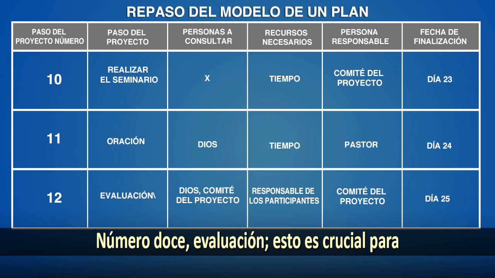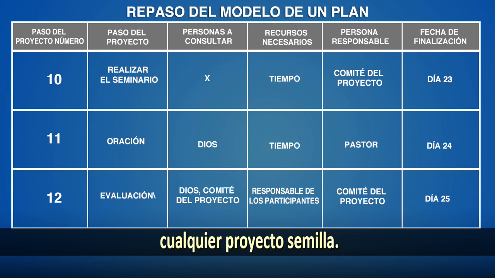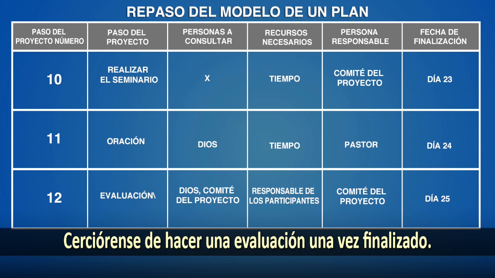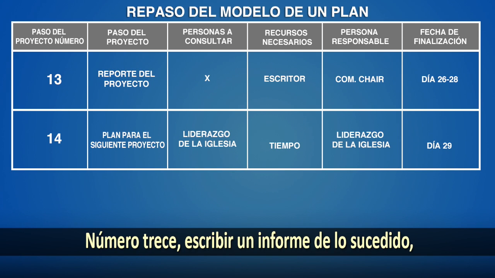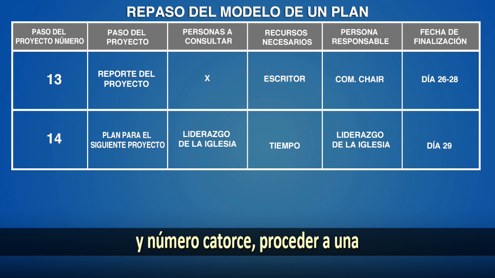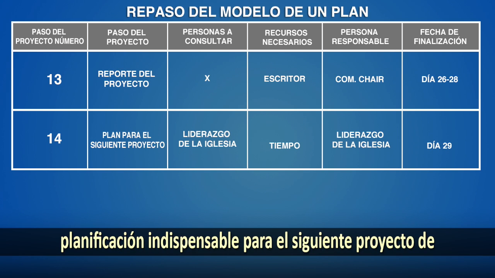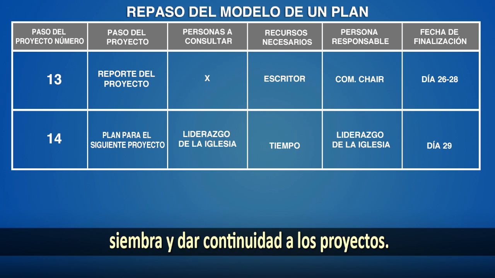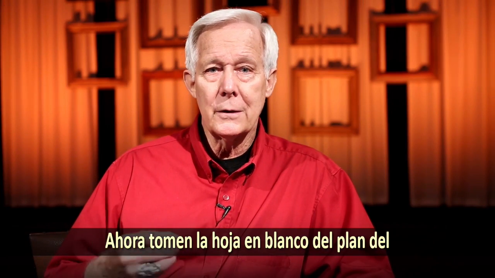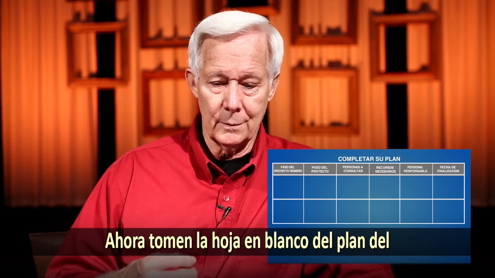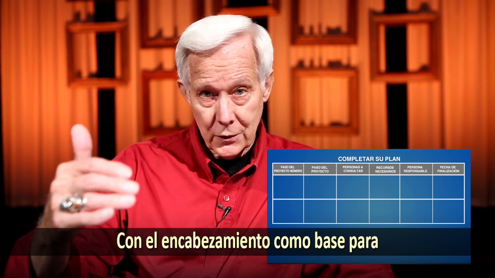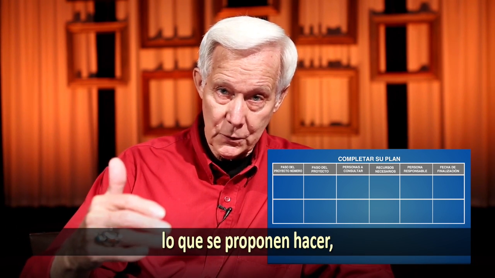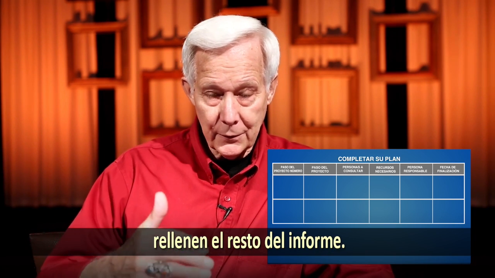Number 12, evaluating. This is critical for any seed project. Make sure you evaluate it when you complete it. Number 13, to write a report of what happened. And number 14, essential, plan for the next seed project so that the projects can be ongoing. So what I'd like you to do now is to take the blank form of the seed project plan, and now that you've got your heading, use that as the basis of what you're going to do. Now fill in the rest of the report.